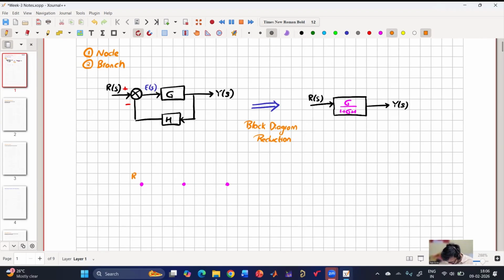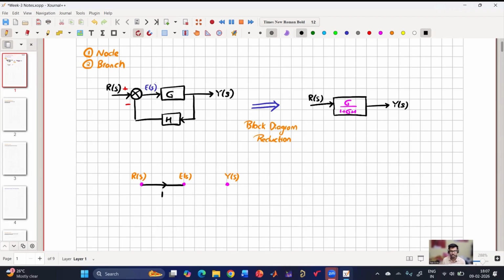So these nodes are R of S, E of S, and then Y of S. So the signals that will become nodes. Nodes are these points which are having the signal information. So from R of S to E of S, there is a forward gain of 1. So this is the branch. A branch is the path that is connecting the nodes along with the direction of the signal with gain information.